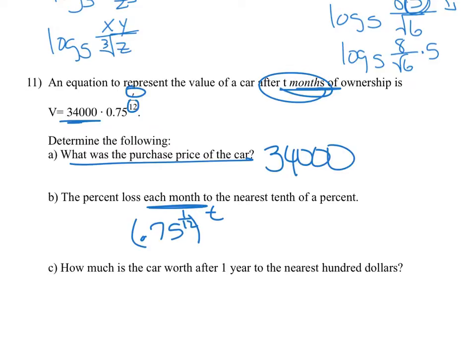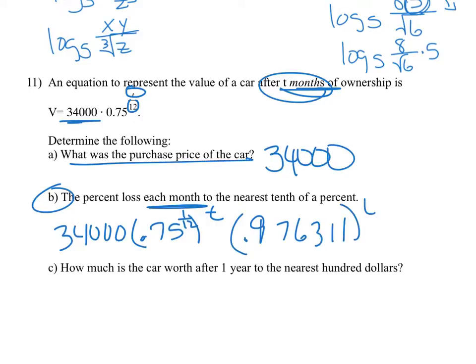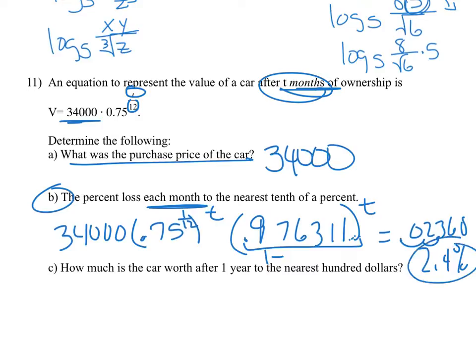We can do the 34,000 if you like to keep it there, but it's not part of this particular problem. So then I get 0.976311 to the t power, etc. And then I'm going to do 1 minus this. And 1 minus that is 0.02368. Move it over 2 decimal places, and you get 2.4. So please remember 2.4% is the rate of decline every month.